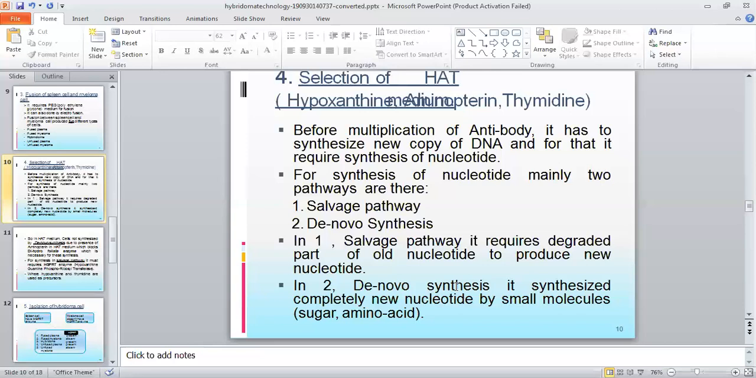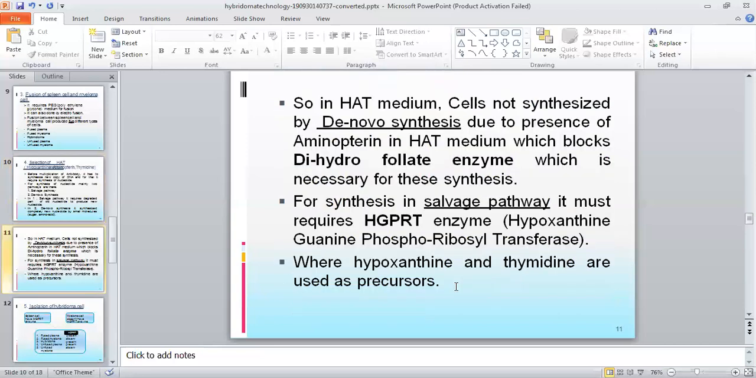And second one is de novo pathway. De novo pathway is used for the synthesis of completely new nucleotides from small molecules, sugar, deoxy sugar, and amino acids. This HAT media blocks one pathway, that is de novo pathway. The cell cannot synthesize through the de novo pathway due to the presence of aminopterin in HAT medium, which blocks the dihydrofolate enzyme, which is necessary for the synthesis of nucleotides.